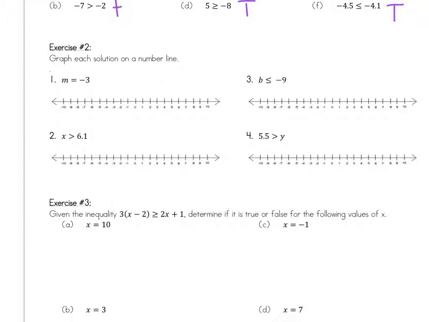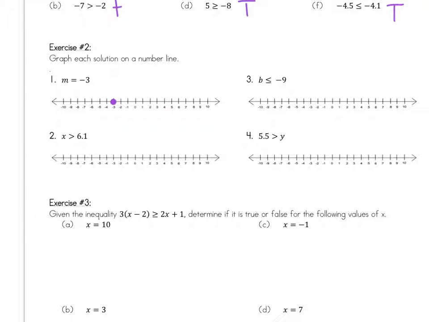Now exercise 2 wants us to graph each solution on a number line. So number 1 says m is equal to -3. So that's just a point at -3.